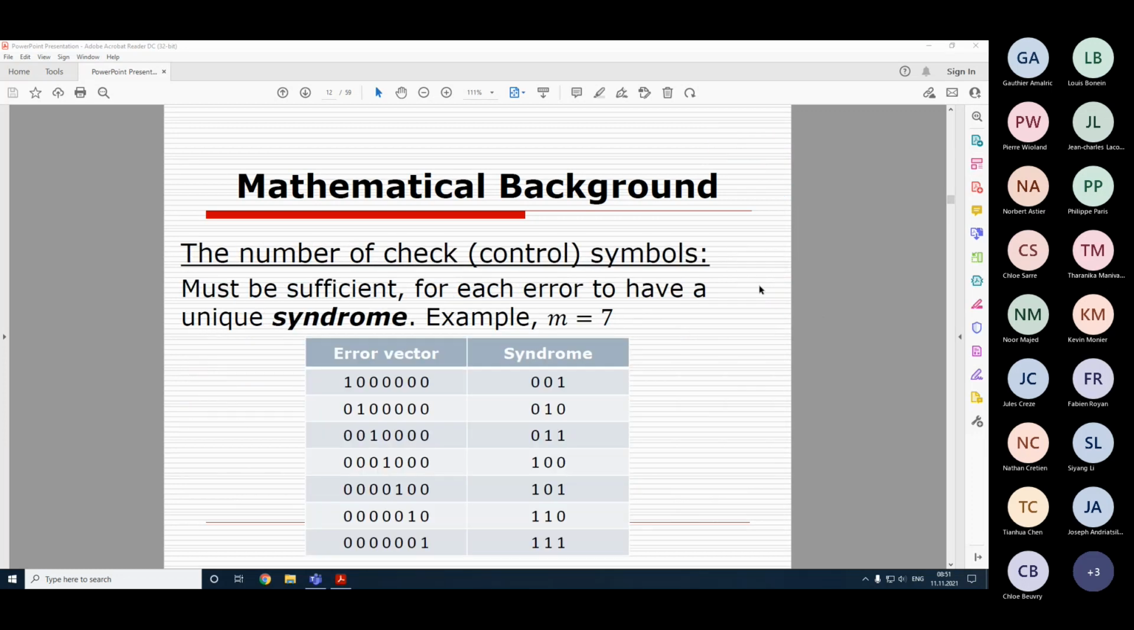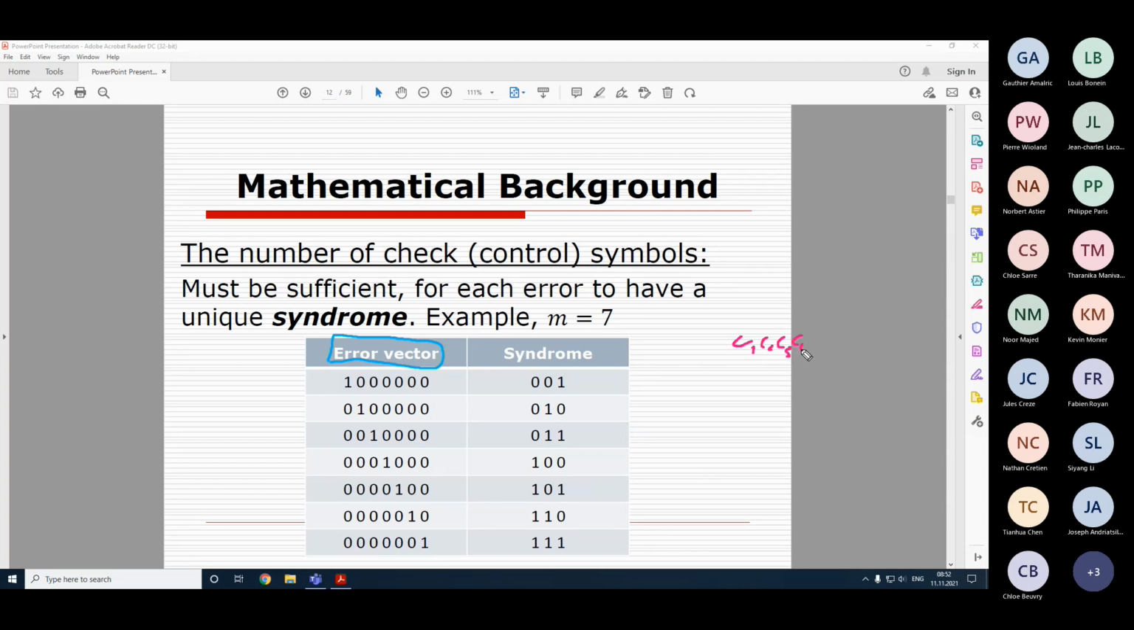So how do we know how many control symbols we need? In particular, we need to consider all the possible error combinations. We call an error vector such a vector which shows by a 1 where the error is happening. For example, this is the error vector for the error in the first symbol position. So the first symbol is 1, all the others are 0. This is some sort of mask which we are adding to our information or control symbols.